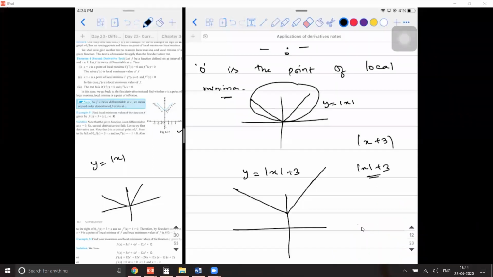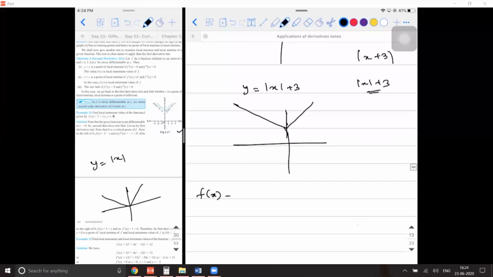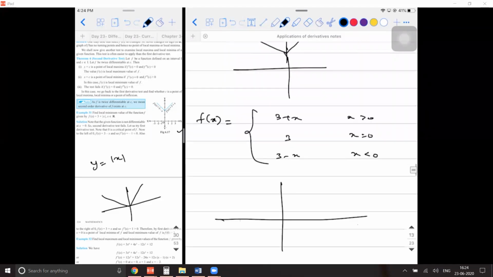If suppose you don't get this idea, then the function itself is telling me something. What is f of x equal to? I wrote the function: it is 3 plus x when x is greater than 0, it is 3 when x is equal to 0, it is 3 minus x when x is less than 0. So y is equal to 3 plus x, what graph does it represent? y is equal to mx plus c, so it represents a straight line with the y-intercept as 3. X equal to 0, y equal to 3, so this is the point (0, 3). And 3 minus x, what does it represent? y is equal to minus mx plus 3, so the slope is negative. It goes in this direction.